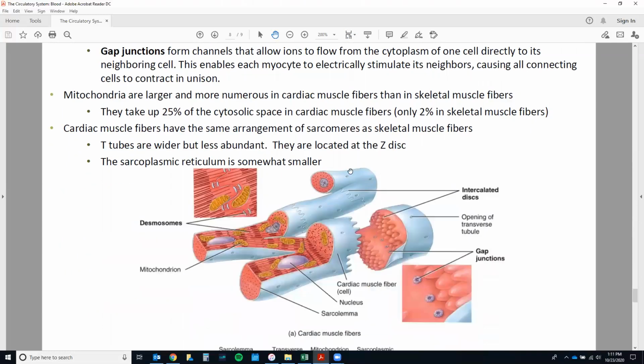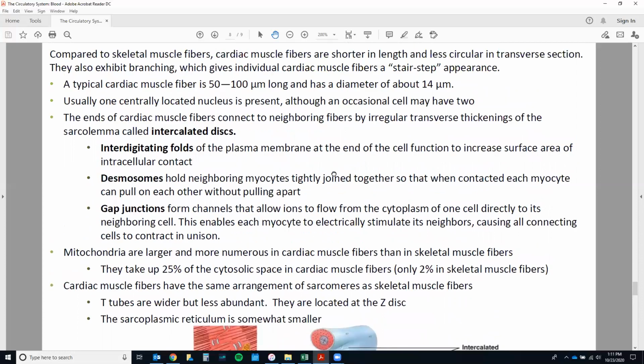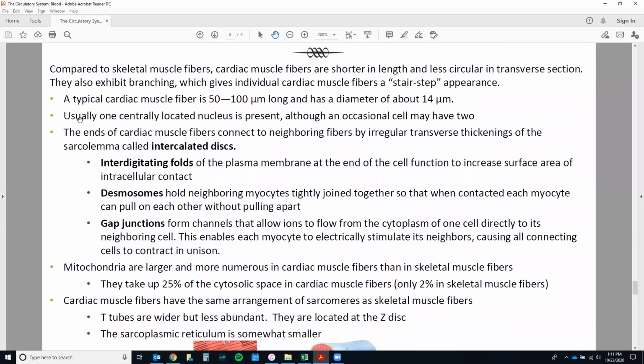Back in our lecture on skeletal muscle, when we briefly introduced muscle tissue, we talked about structures that are unique to cardiac muscle, what we call intercalated discs, which are thickened bands formed by the sarcolemma, the plasma membrane, to help hold the cells to one another. Okay?